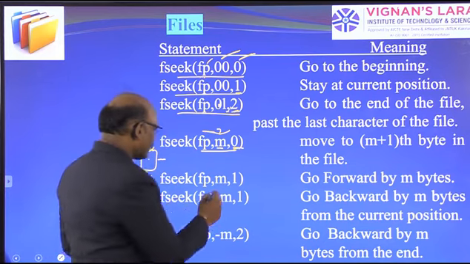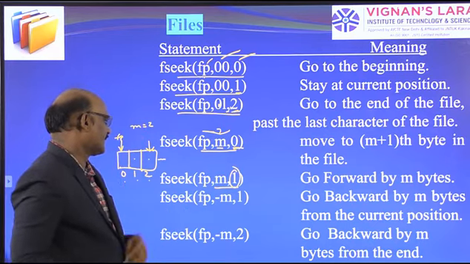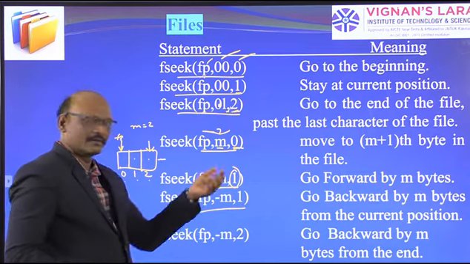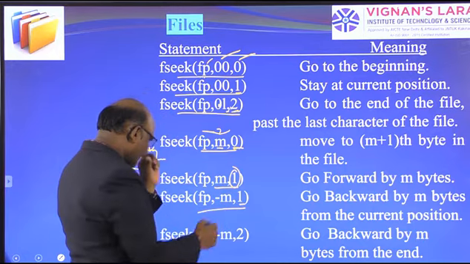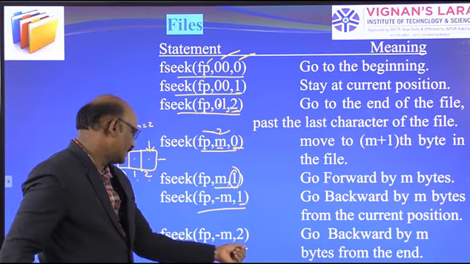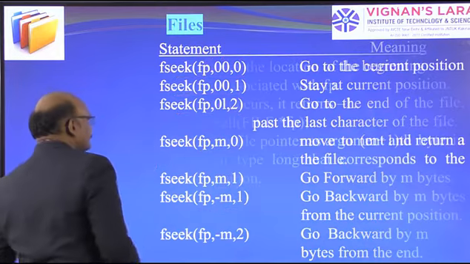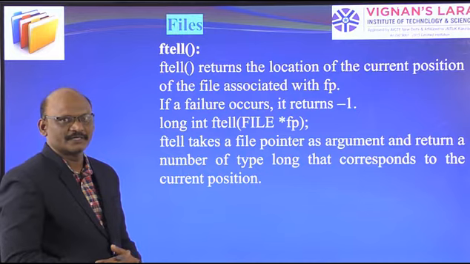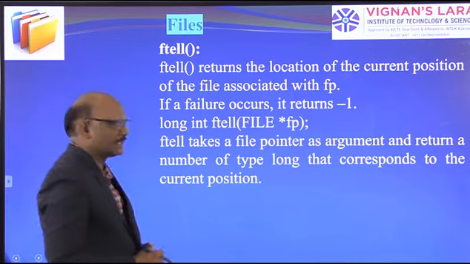Then fseek(fp, m, 1): 1 means from the current position, it moves forward m bytes. Plus means forward, minus means backward. So from the current position, it moves m bytes forward. And with the end as origin, it moves m bytes backward. That is about fseek. With the help of fseek, we move the file pointer from one position to another position.